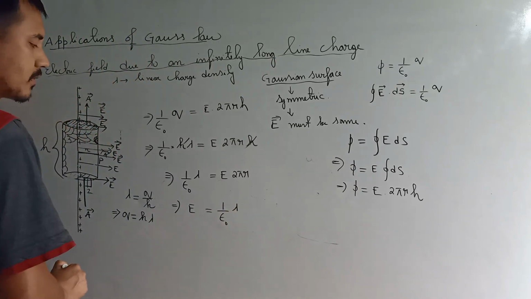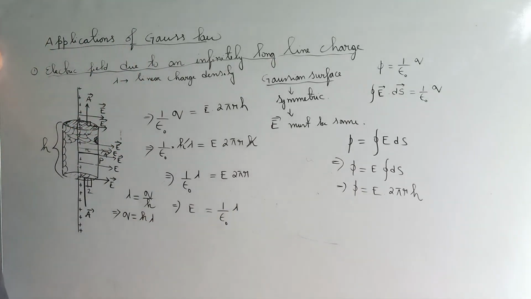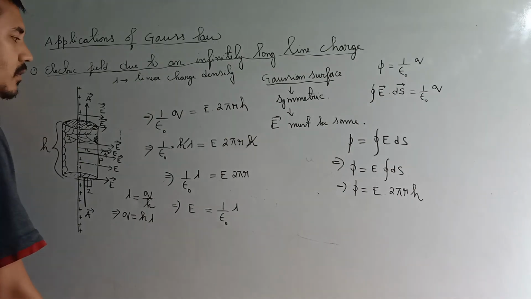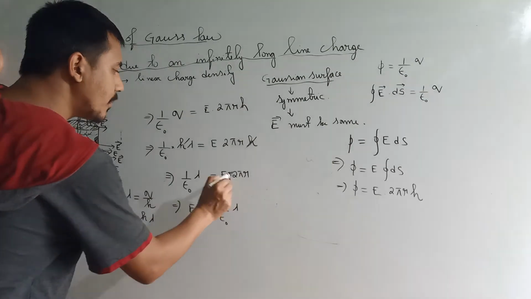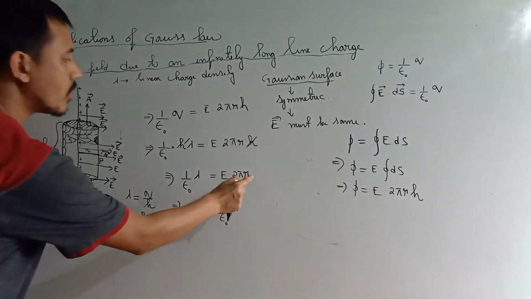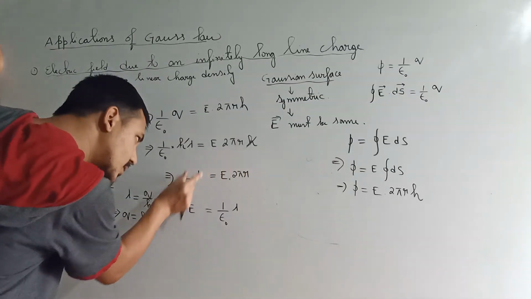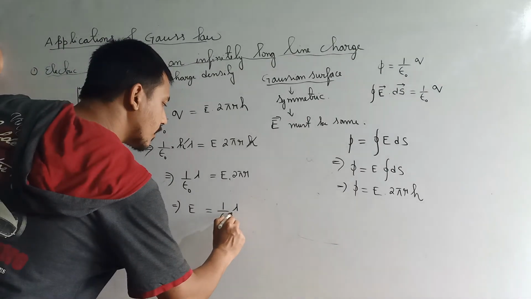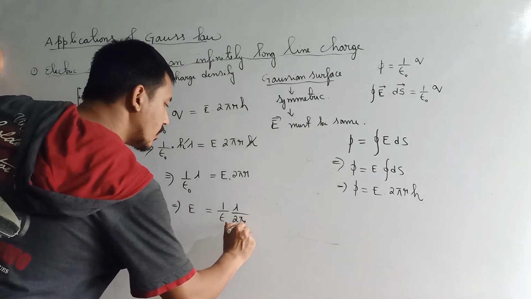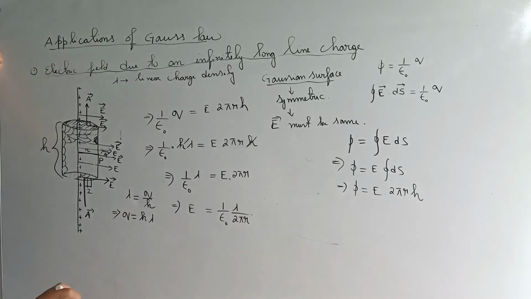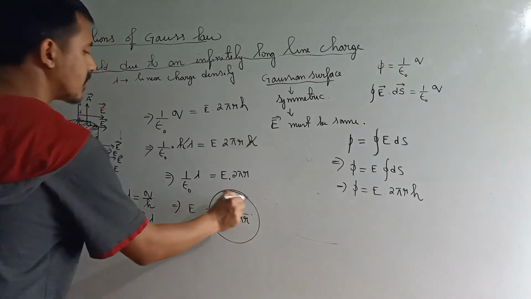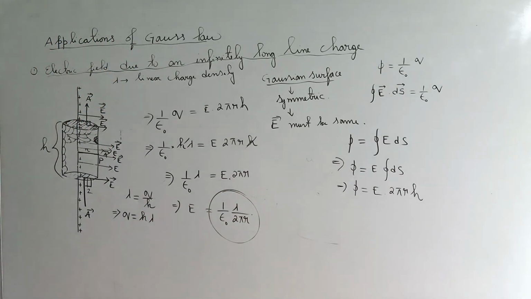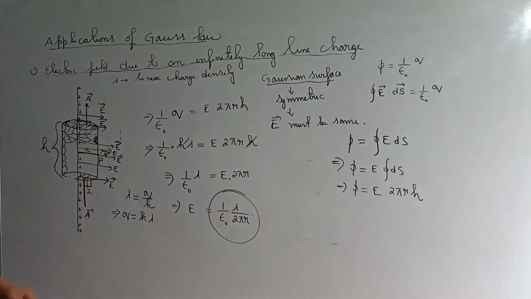into 1 by 2 pi r. How does the 2 pi r come? 2 pi r is multiplied with E. So if you want to find E, you have to transpose this term to the other side. Then E is 1 by epsilon naught times lambda upon 2 pi r. Is it okay? So this gives you the electric field at any point due to an infinitely long straight line charge. Okay? Can you do it?